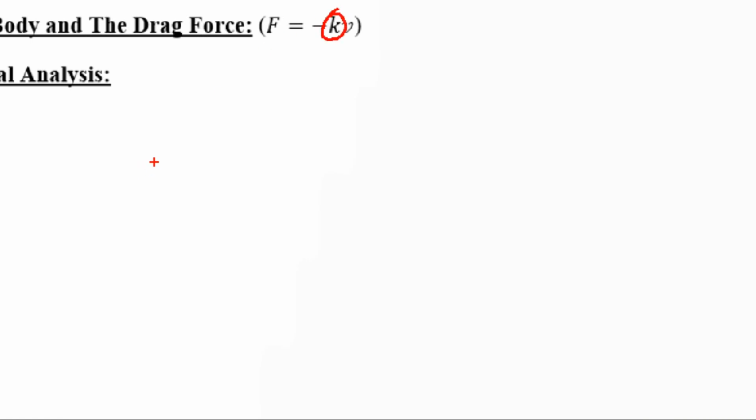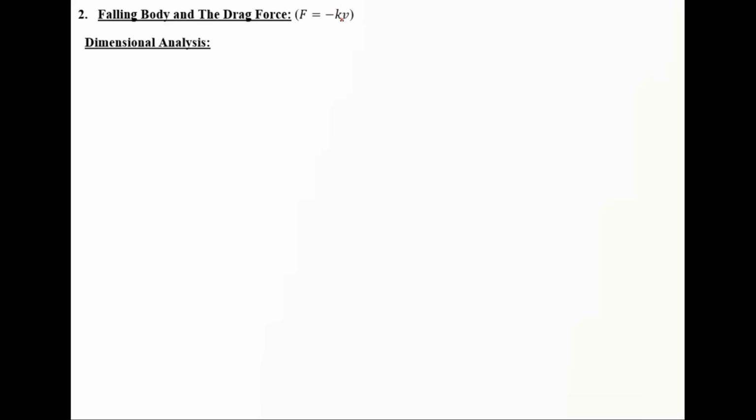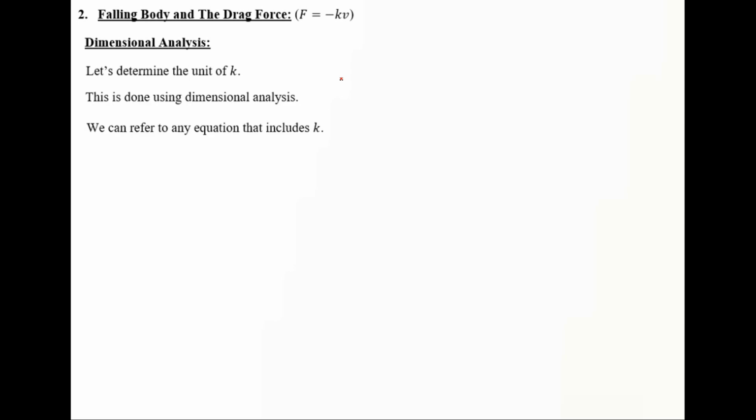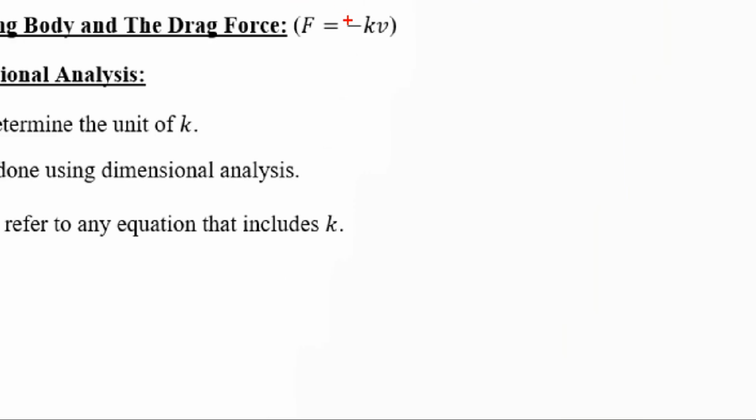Now, what about the dimensional analysis? Dimensional analysis, dimension means unit. And there is one quantity of which we don't know its unit, and this is k. Then we are interested in doing dimensional analysis for k. Now, in order to determine the unit of k, it's sufficient just to put any formula that includes k, any equation. The one which is straightforward is F is minus kv, and we can ignore the minus sign.